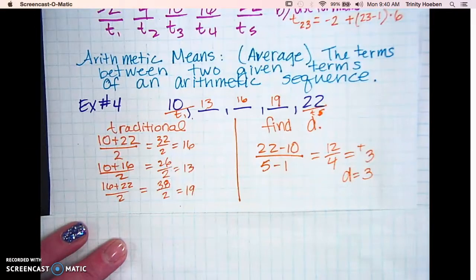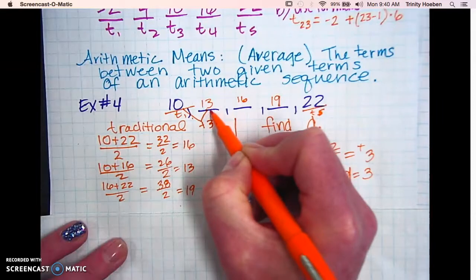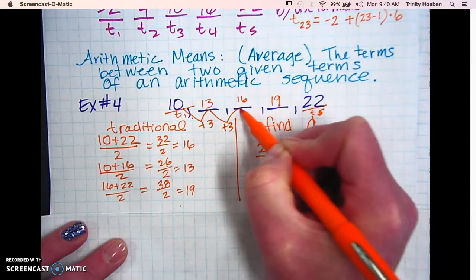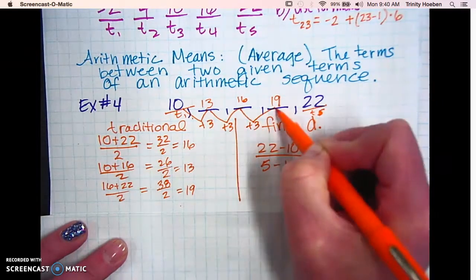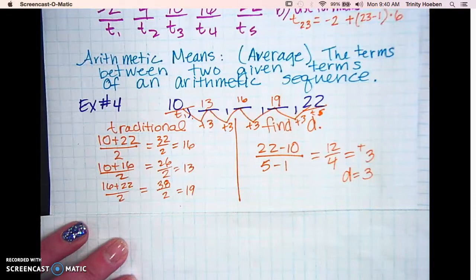And it might be just as easy to do it this way and say, okay, 10 plus 3 is 13, 13 plus 3 is 16, 16 plus 3 is 19, and 19 plus 3 is 22. Which way is better? I don't know, whichever one works better for you.